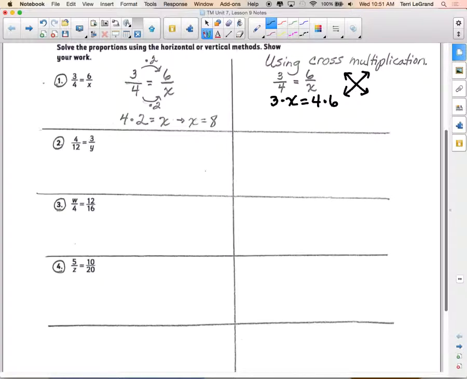So 3 times x is? 3 times x is really just 3 x's. We would have 3 x tiles. 4 times 6 is 24. We would have 24 unit tiles that are positive.